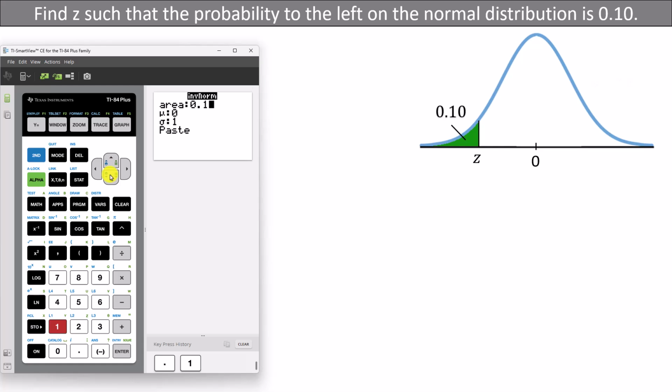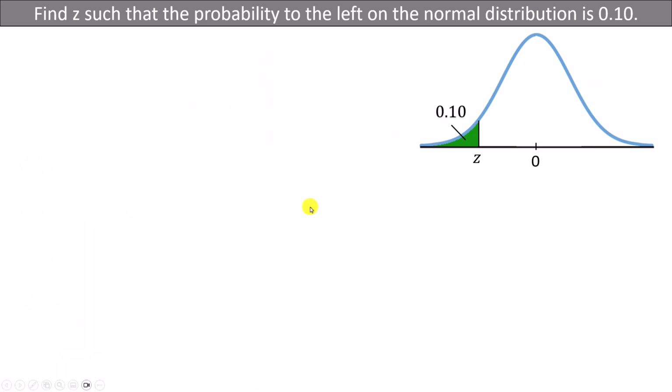Now, on some TI-84 calculators, you might get an additional option for area to the left, area to the right, or area in the center. And if that's the case, then you should choose the area to the left to match what I'm doing here. Always leave mu and sigma at 0 and 1 so that you are telling the calculator you're using z-scores on the standard normal distribution. Go ahead and paste and press enter, and you will get the z-score, which in this case ends up being negative 1.28 approximately.